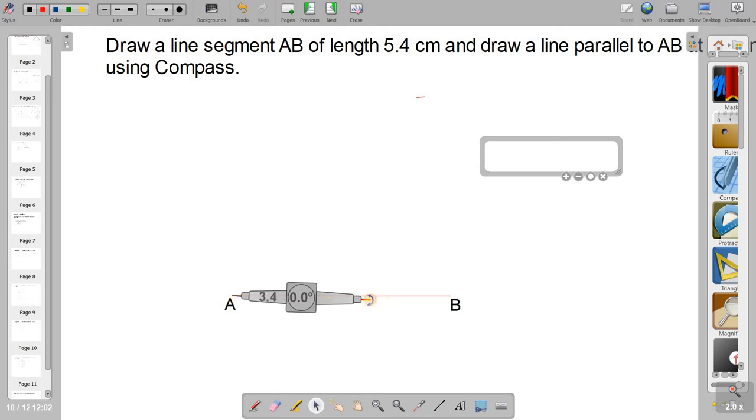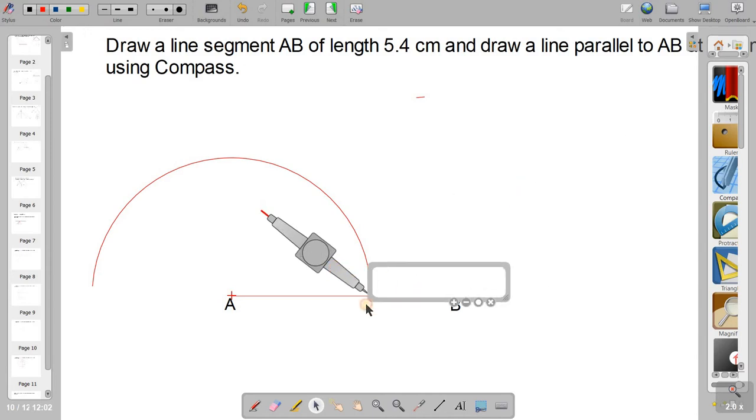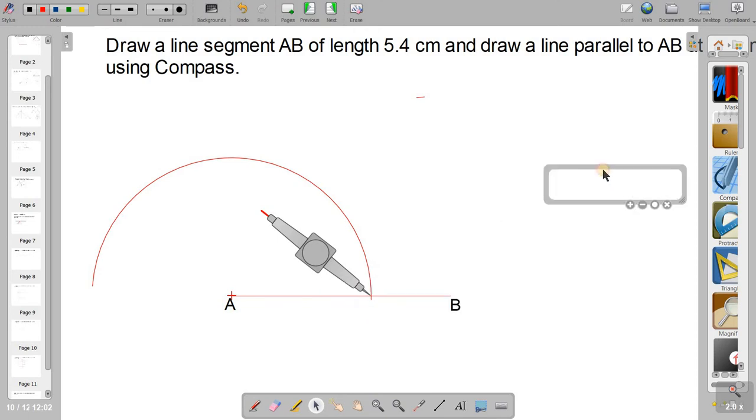Now, keeping the pen in the mode of drawing an arc, I'm drawing a semicircle here. After that I will take this tip to the point where the line and the arc intersected. You can see it here. At this point I have kept it.